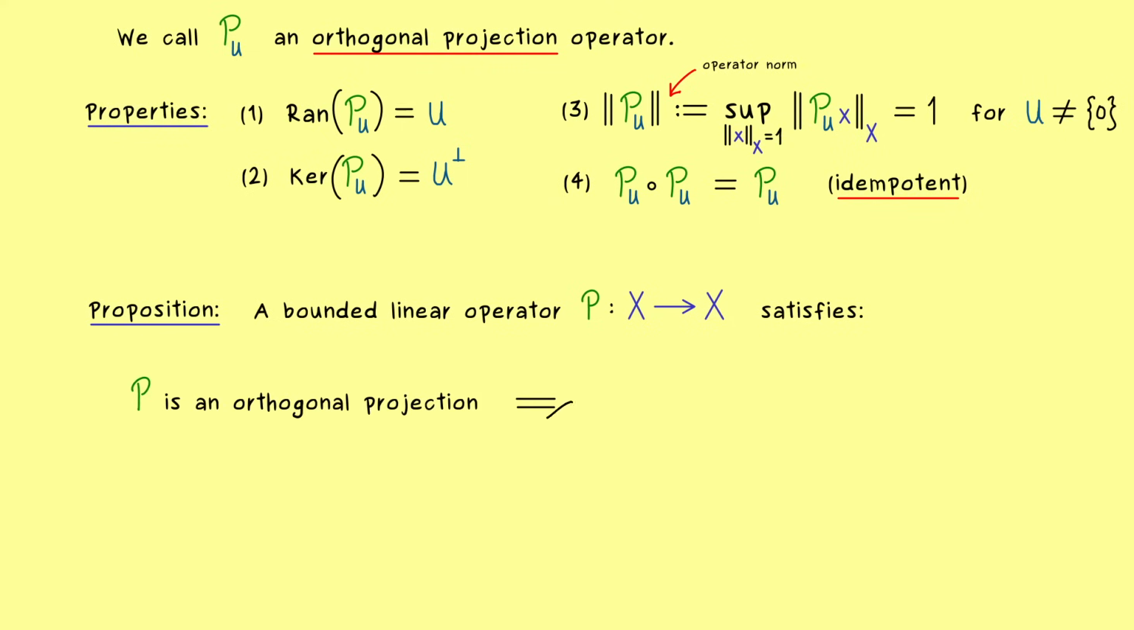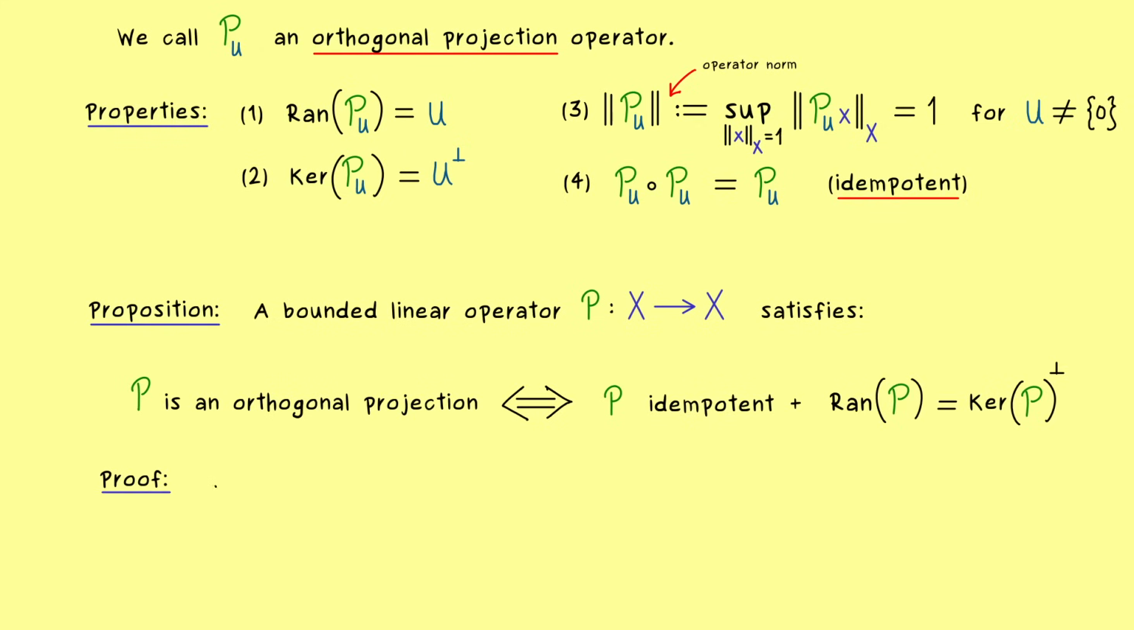P is an orthogonal projection if and only if P is idempotent and the range of P is given as the orthogonal complement of the kernel. So these 2 assumptions are already enough to get an orthogonal projection. And for the end of this video, let's write down the proof of that.